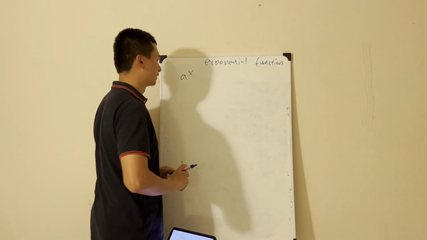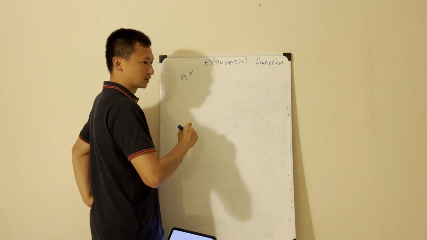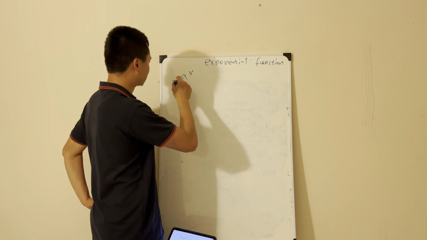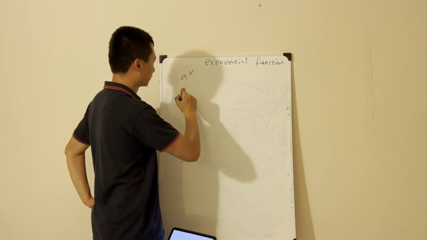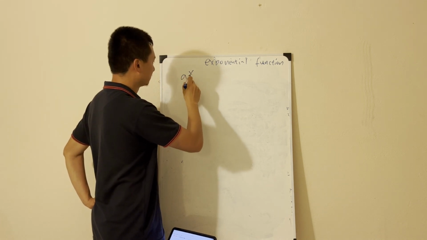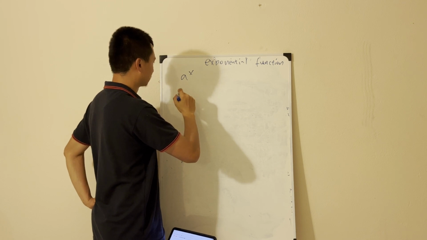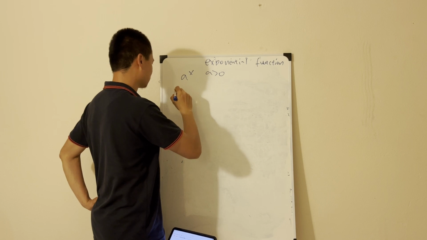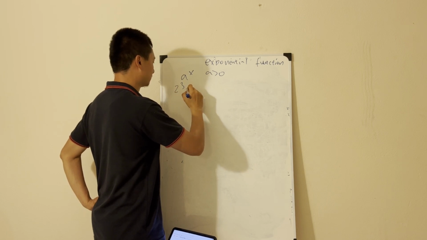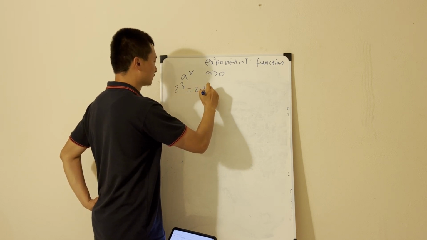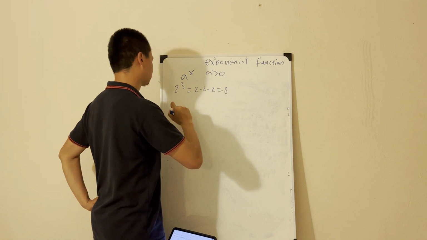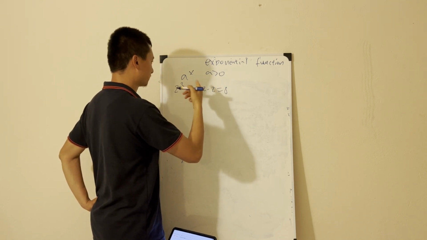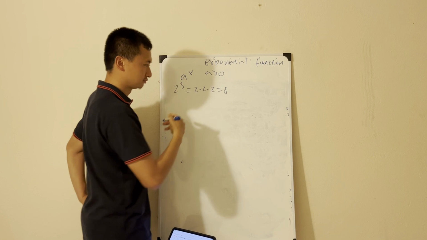Let's talk about exponential functions. So an exponential function is a to the x power, where a is the base and x is the exponent, and a is greater than 0. So let's take an example of this: 2 to the third power. Well, that's 2 times 2 times 2, which is 8. So it's like a number being multiplied over and over.